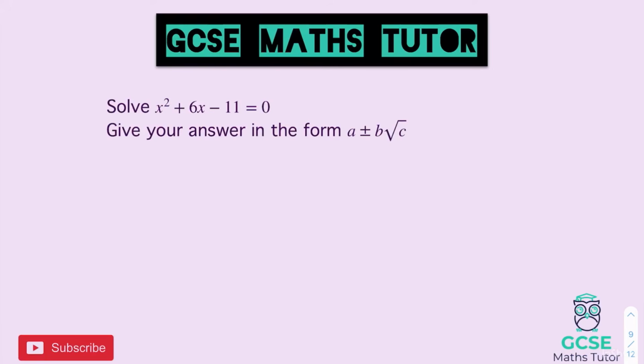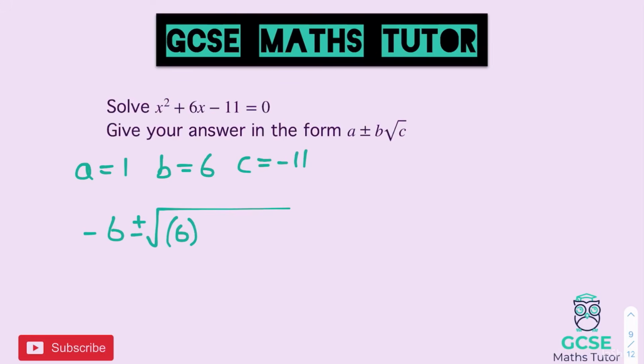Okay, so for this one then, our value of A is 1, our value of B is 6, and our value of C is negative 11. And if we plug all of that in, let's see what we get. So we have minus 6 plus and minus the square root of, and then we have 6 squared minus 4 times 1 times negative 11. And that's all over 2a, which is 2.